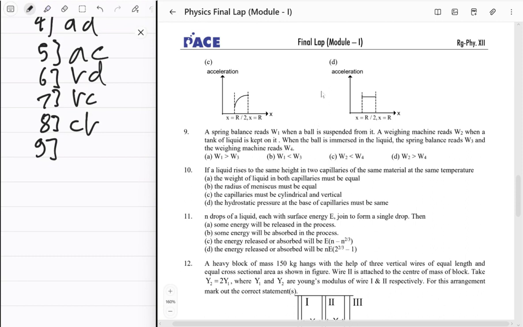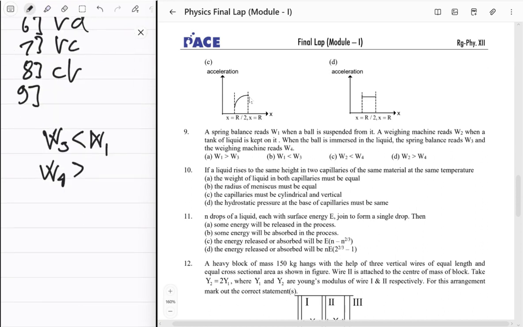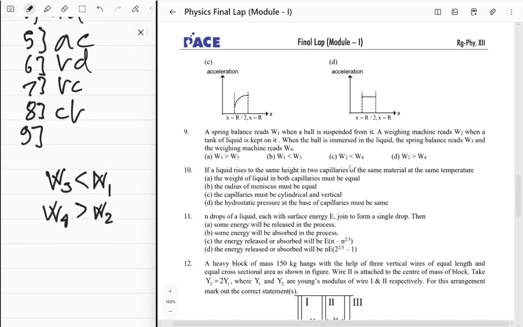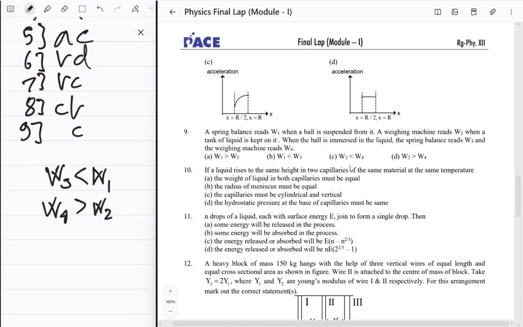Fine. When the ball is immersed in the liquid, the spring balance reads W3, which is less than W1, of course, because there is an upward buoyant force, right? Okay, and the weighing machine reads W4, so the buoyant force that acts on the ball, its opposite acts on the liquid, right? Exactly. So W4 is actually more than, sorry, W2, I guess. So W2 is less than W4, that's C, and W1 is bigger than W3, that's A. W1 less than W3 is incorrect, and this one will also be incorrect, I guess. Okay, next question.